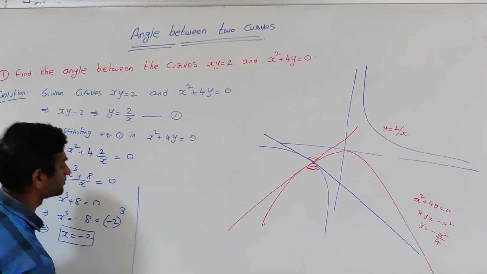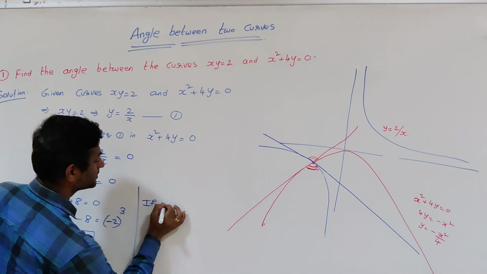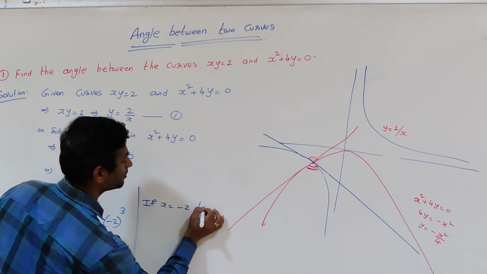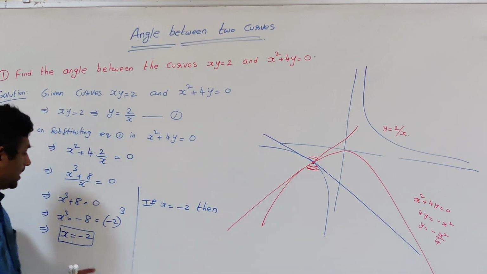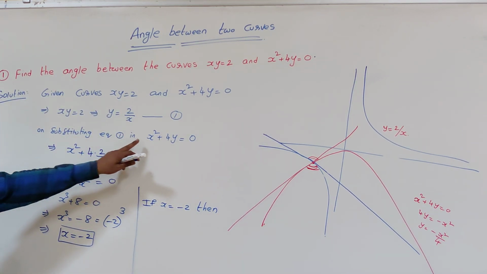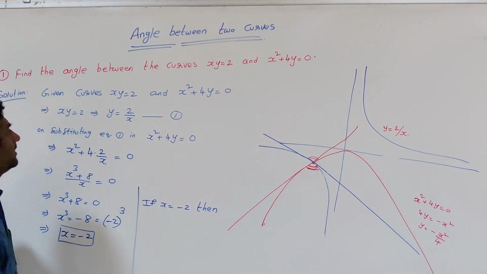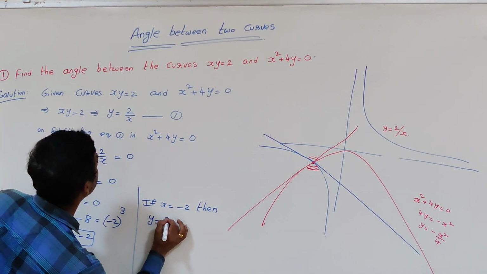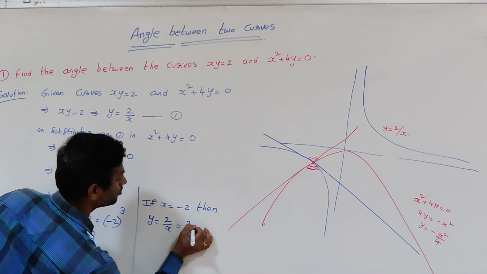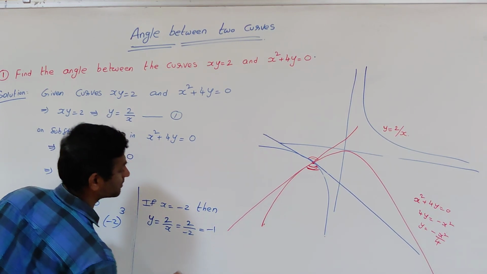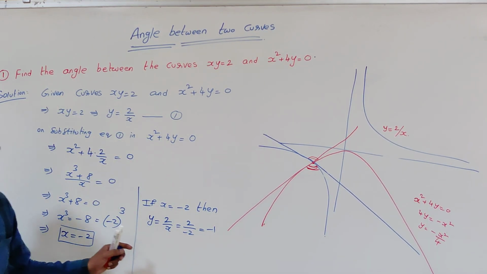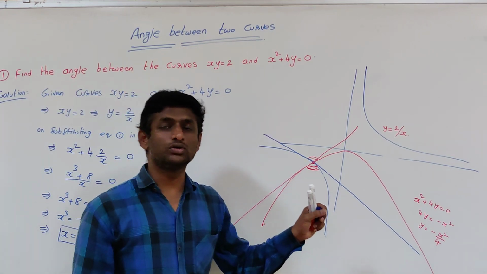If x is equal to minus 2, then what will be y value? Either substitute x equal to minus 2 in any one of the equations, either in this or in this. So what will be y? y is equal to 2 by x, which is 2 by minus 2 is equal to minus 1. Means x is equal to minus 2, y is equal to minus 1.